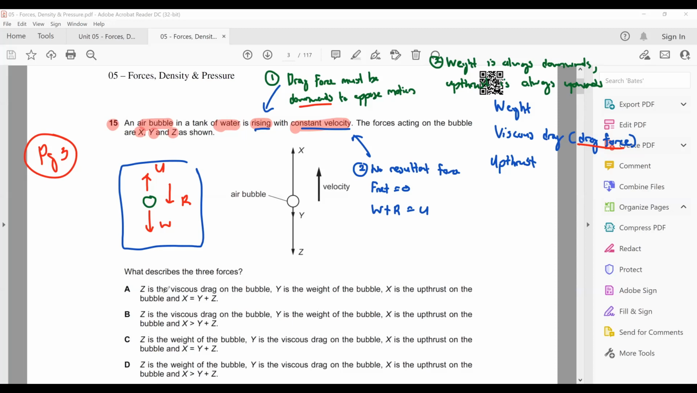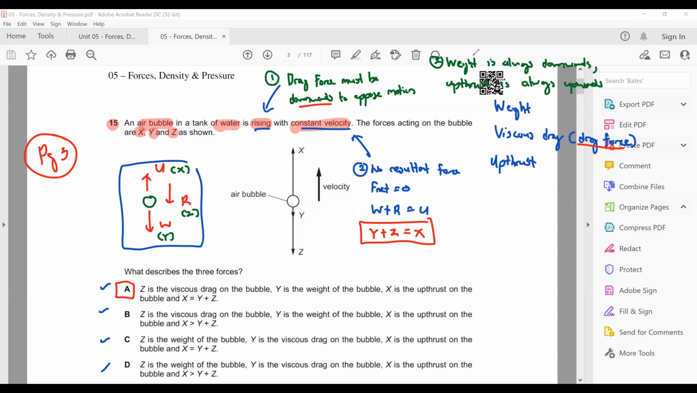Now, if you look at the answer choices A, B, C, and D, oh yeah, this one here, the question did it a bit different for you. They tell you that weight is Y, Z is the viscous drag, and then X is the upthrust. So if I rearrange this one for you, this one will actually be Y plus Z equals X. Okay. Now, if you look at these answer choices, which one should be correct? A, B, C, D? A. Okay, so you say it's A.